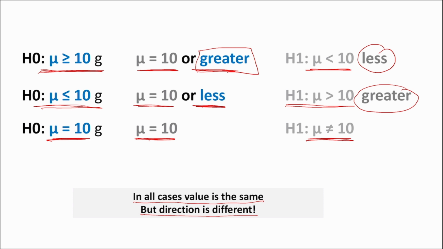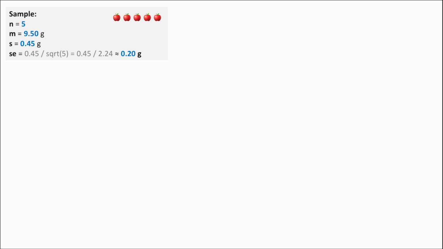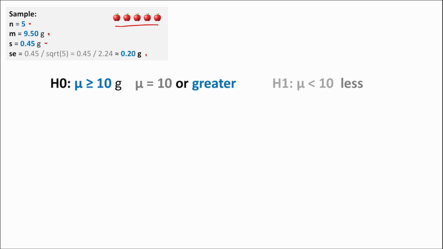Let's take every case and consider it using some example. I will use the same case study, 5 apples taken from the same population, and all the calculations are the same as I used before. So the average is 9.5, standard deviation 0.45, and standard error is 0.20. Now let's start with the hypothesis that we already know. It's the 10 or greater, and let's talk about this one.